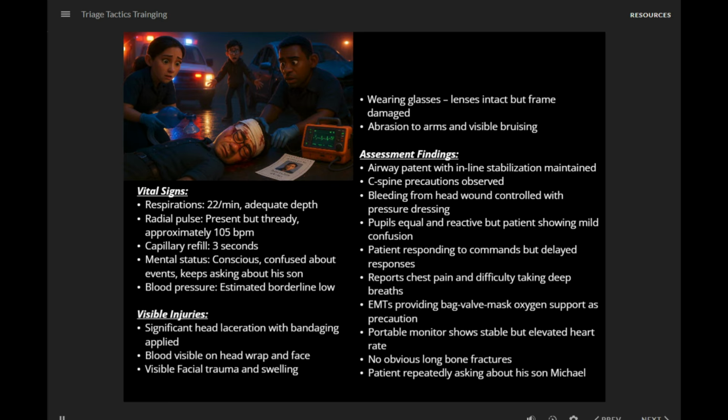Assessment findings: airway patent with inline stabilization maintained, C-spine precautions observed, bleeding from head wound controlled with pressure dressing, pupils equal and reactive but patient showing mild confusion, patient responding to commands but delayed responses. Reports: chest pain and difficulty taking deep breaths. EMTs providing bag valve mask oxygen support as precaution. Portable monitor shows stable but elevated heart rate. No obvious long bone fractures. Patient repeatedly asking about Michael, his son. Click Next to continue.